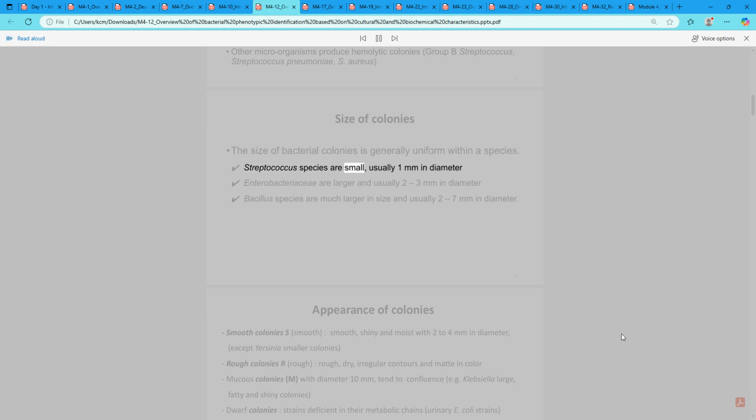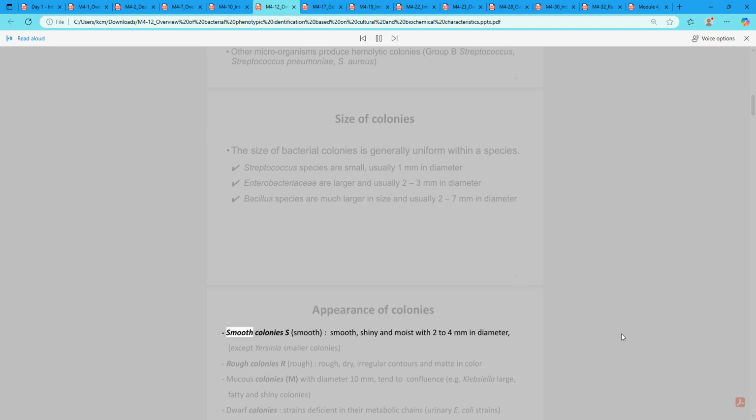Streptococcus species are small, usually 1 mm in diameter. Enterobacteriaceae are larger, usually 2 to 3 mm in diameter. Bacillus species are much larger, usually 2 to 7 mm in diameter.